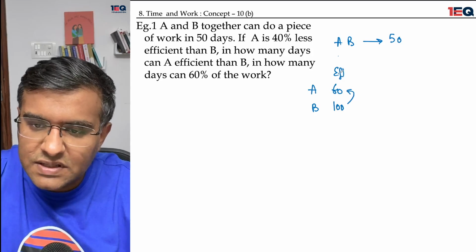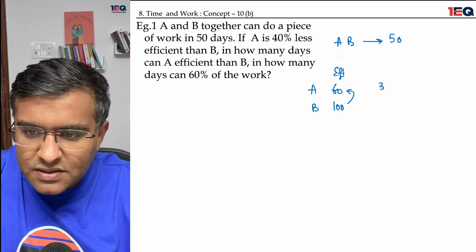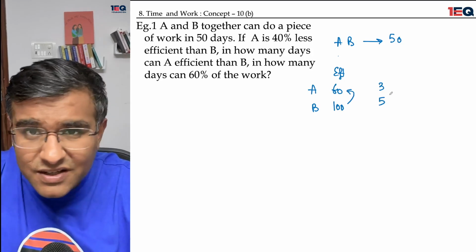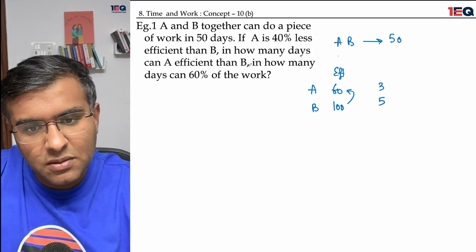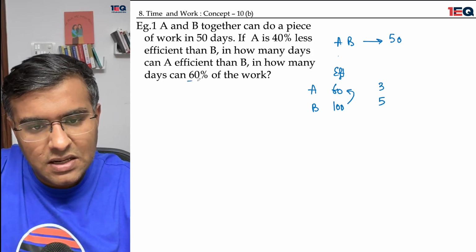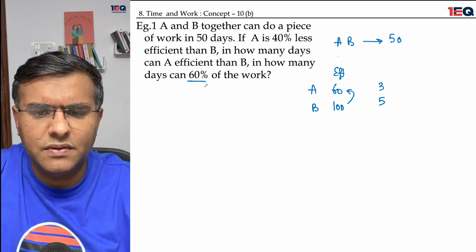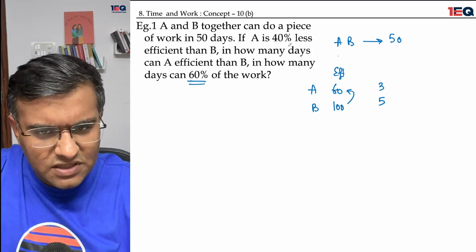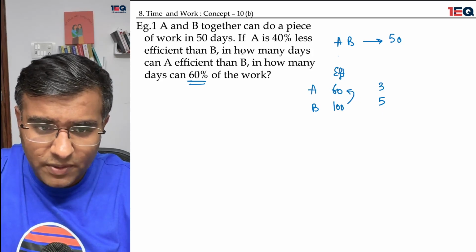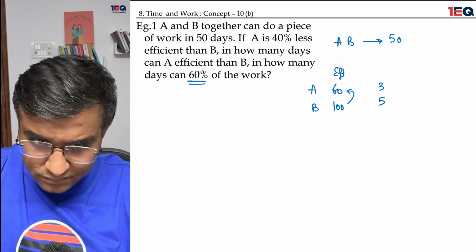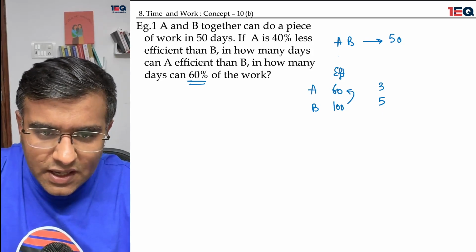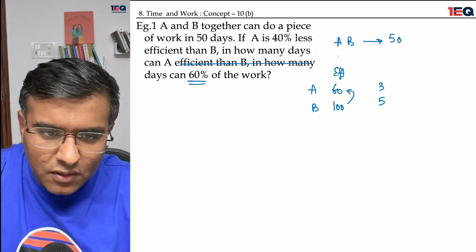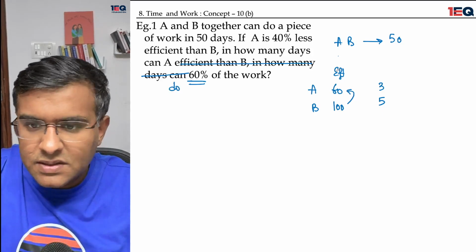And we're talking about efficiency only. Let me put it down to fractions. This means the efficiency ratio of A and B is 3 is to 5, right? Let me just figure out the question. In how many days can A do 60% of the work? See, the question is pretty clear. Okay, 60% of the work.